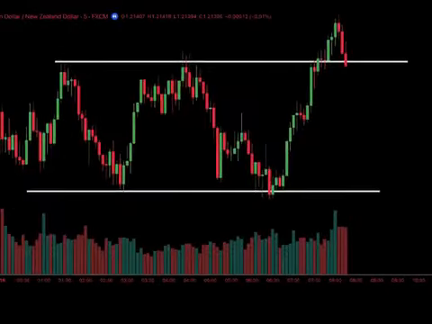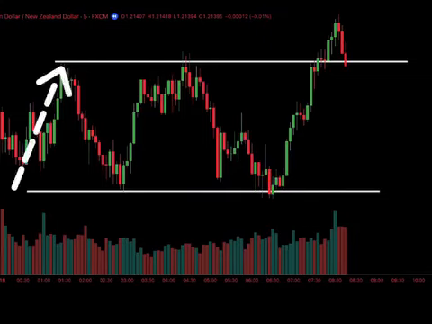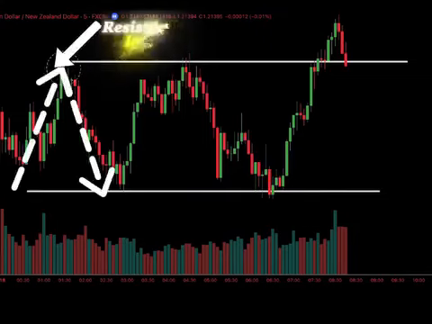Now let's look at this chart example. Here we are on the Australian dollar, New Zealand dollar, 5-minute chart. As you can see, the market comes up to this level and reverses, forming a clear resistance level.